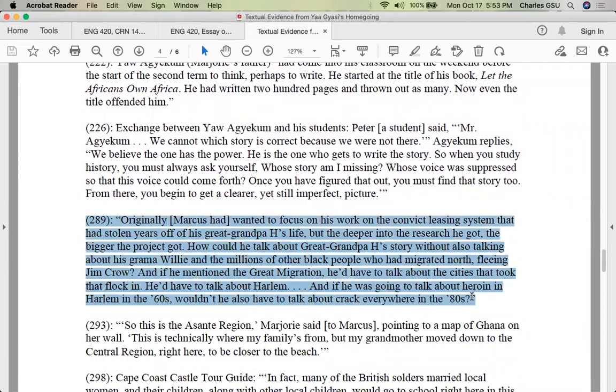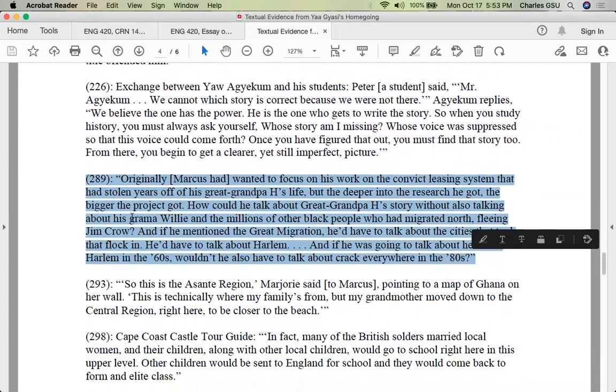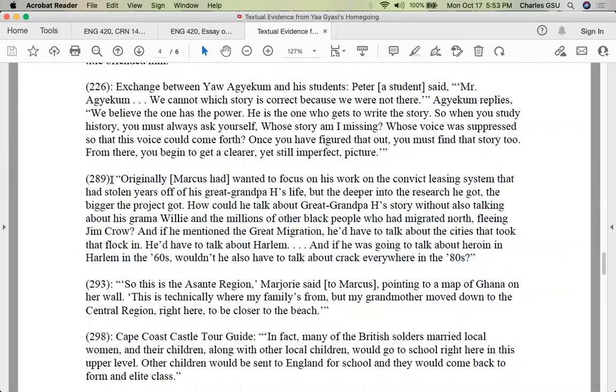Again, this is later, in part two. Marcus, studying for his PhD at Stanford, is doing research, and he begins to see that pulling one thread, if you will, of this kind of research begins to take on almost infinite weight. Originally, Marcus had wanted to focus his work on the convict leasing system that stole years off his great grandpa H's life. H, remember, there's a whole chapter or so devoted to his life. He was the coal miner in the South. But the deeper into the research he got, the bigger the project got.